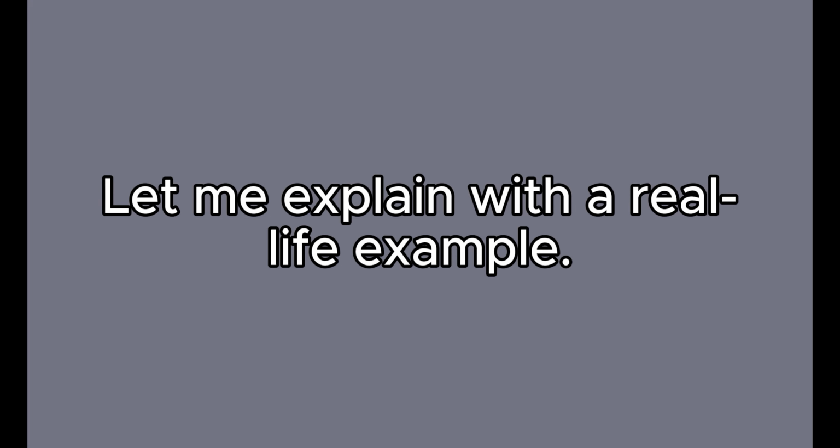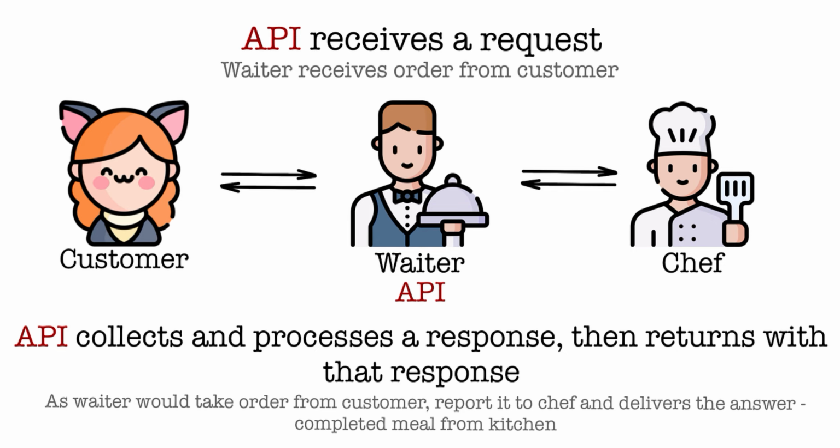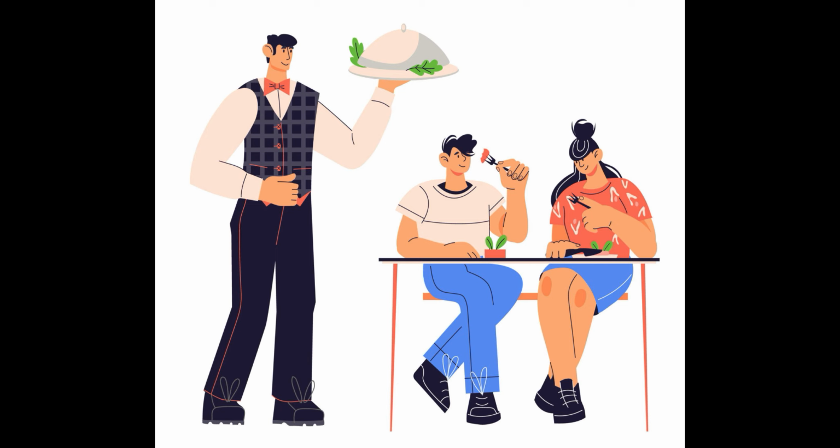Let me explain with a real-life example. Imagine you are sitting in a restaurant. You don't go directly into the kitchen to prepare food. Instead, you give your order to a waiter. The waiter takes your request to the kitchen and brings back the food. Here, the waiter is the API.